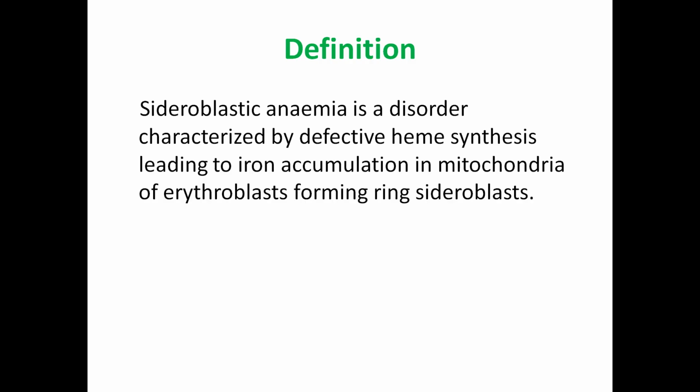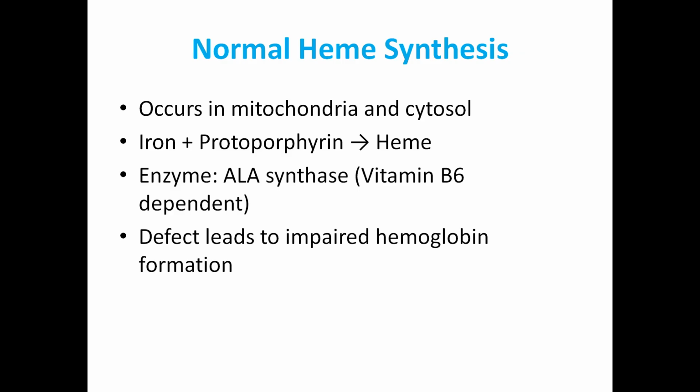And this type of condition may lead to malformation, immature formation, or deficient formation of hemoglobin that ultimately leads to sideroblastic anemia. Here you can see normal heme synthesis. In normal heme synthesis, iron plus protoporphyrin creates heme with the help of the enzyme synthase, which is a vitamin B6 dependent enzyme. A defect of this enzyme leads to impaired hemoglobin synthesis.